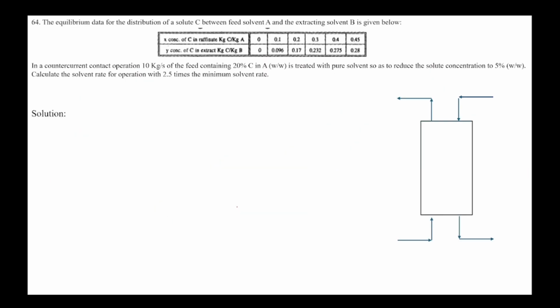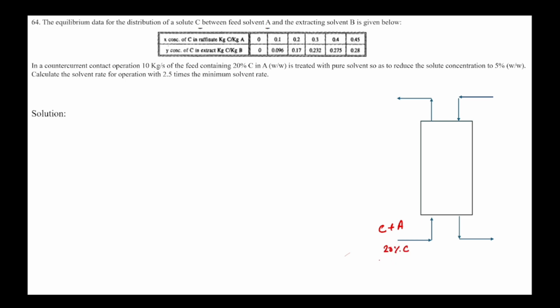The equilibrium data for the distribution of solute C between feed solvent A and extracting solvent B is given. In a countercurrent contact operation, 100 kg per second of feed containing 20% C in A, weight by weight, is treated with pure solvent. So suppose this is C plus A, here 20% is C.